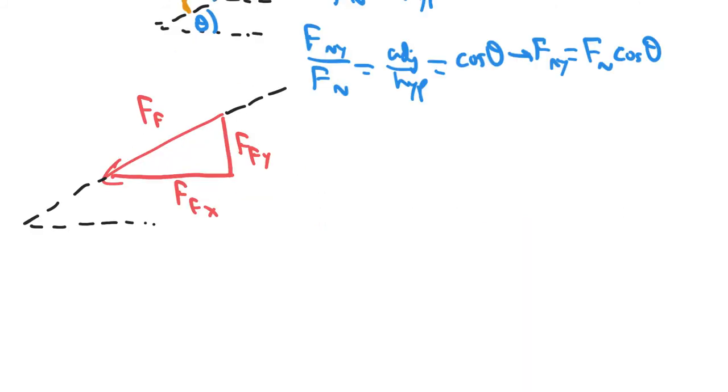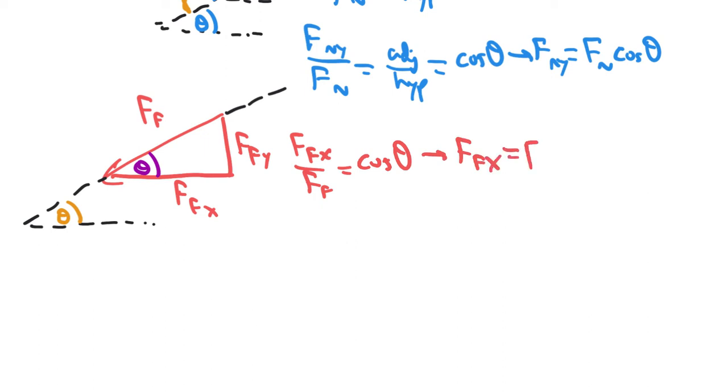Things are easier for the frictional force because, remember, this is the angle from the incline, and we see sort of right at the end, because, again, parallel lines make corresponding angles equal, that this is theta. That's straight up easy. So we have Ffx over Ff, which is the adjacent side over the hypotenuse. So that's going to be cosine. So that Ffx is Ff cosine theta.